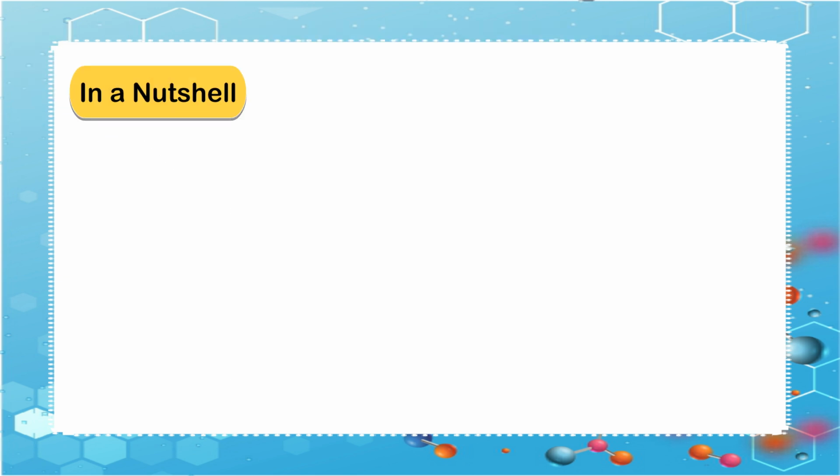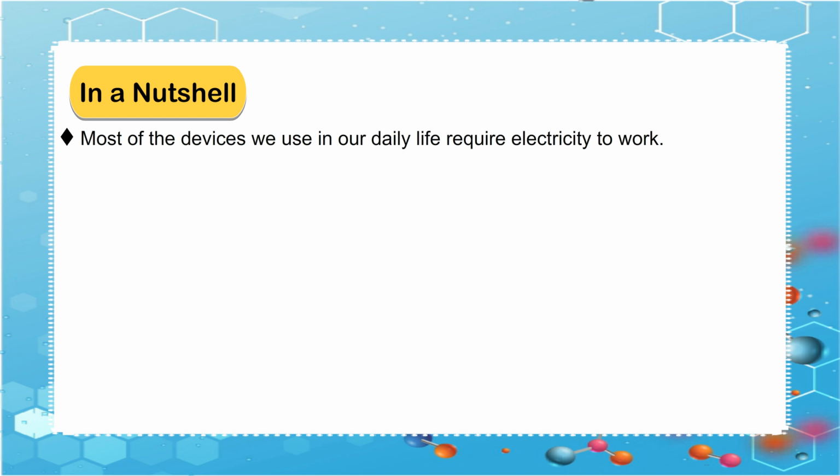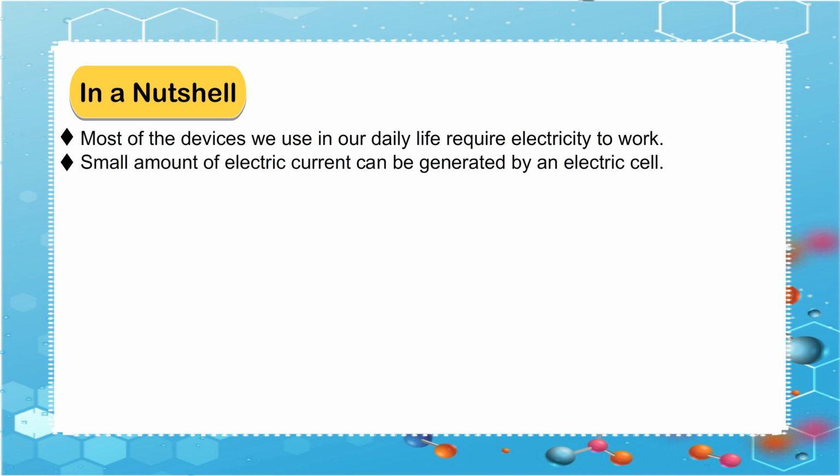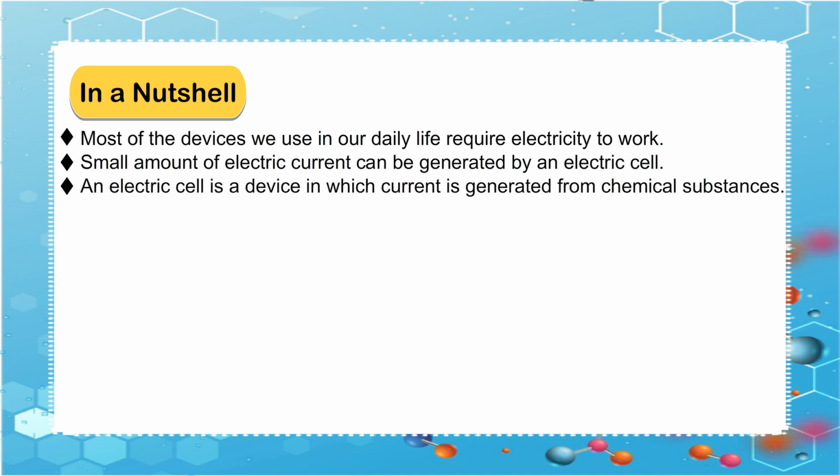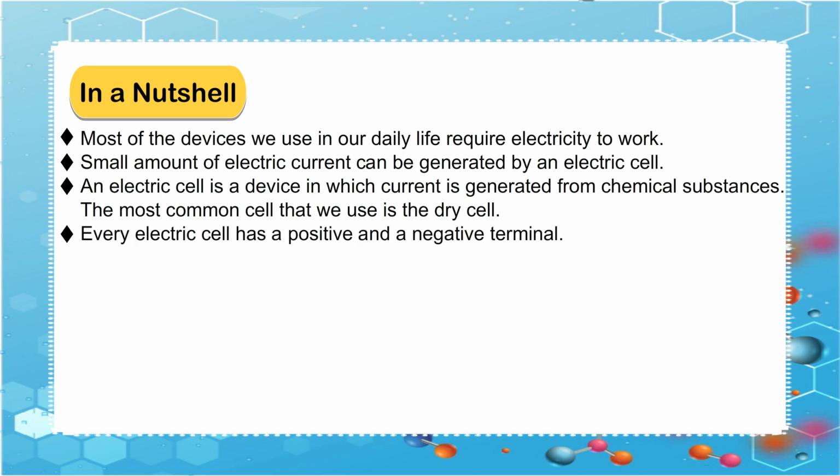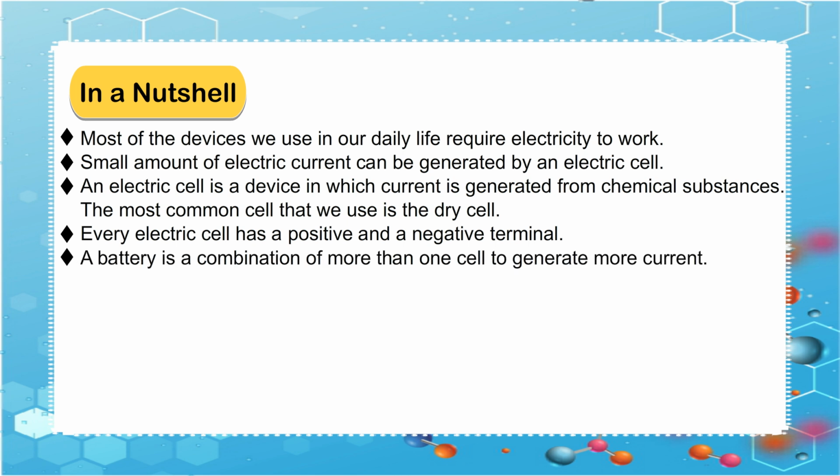In a nutshell, most of the devices we use in our daily life require electricity to work. A small amount of electric current can be generated by an electric cell. An electric cell is a device in which current is generated from chemical substances. The most common cell that we use is a dry cell. Every electric cell has a positive and a negative terminal. A battery is a combination of more than one cell to generate more current.